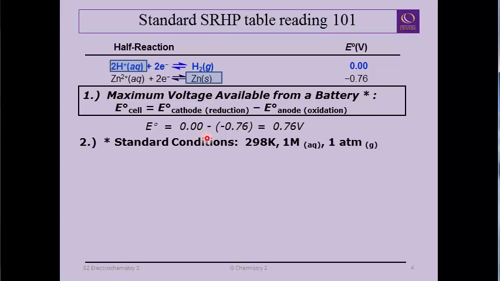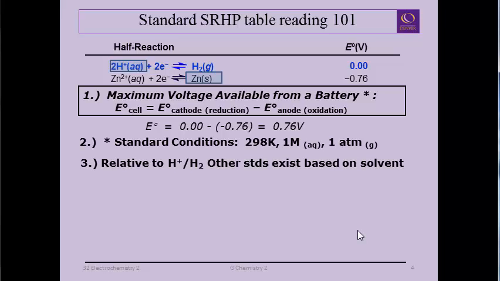So anything that's in the aqueous state is going to be at 1 molar. Anything in the gaseous state is going to be at 1 atmosphere. And all of these are assumed to be taking place at 298 K. And any adjustments you'll see in today's talk, I'll show you how to make adjustments for that with the Nernst equation.